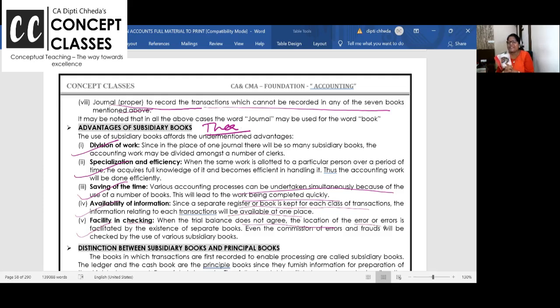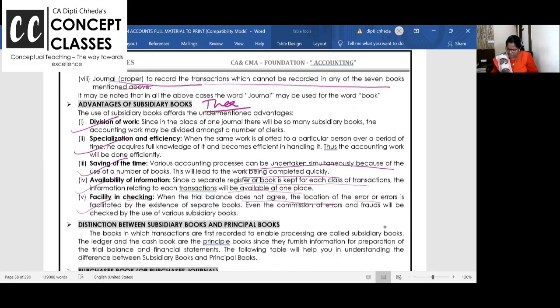Yes, many of you must have studied this already in 11th and 12th in state board, CBSE, ICSE, wherever you have taken coaching. But still, these are base level topics. Study them well. It helps in division of work. Simultaneously, people can work. It helps us put less pressure on the main journal. Errors are located easily. Specialization and so on.